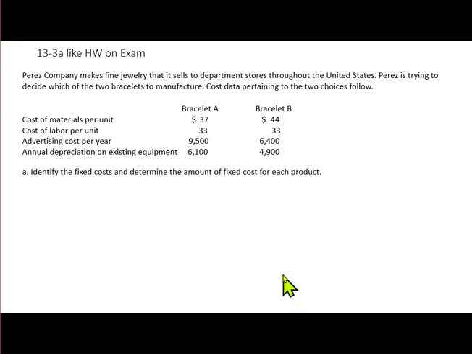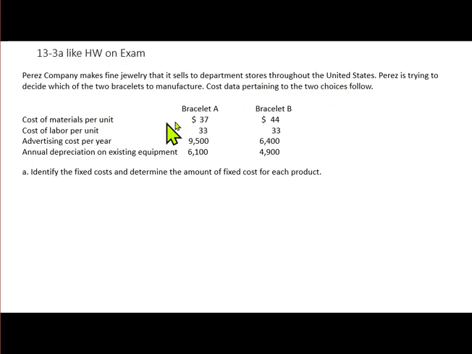Okay, our next question. On this exam, you're going to have a homework type problem that's like homework 13-3A. So I'm going to work this 13-3A out, and here we go. Perez Company makes fine jewelry that it sells to department stores throughout the U.S. Perez is trying to decide which of the two bracelets to manufacture. Cost data pertaining to the two choices follow.